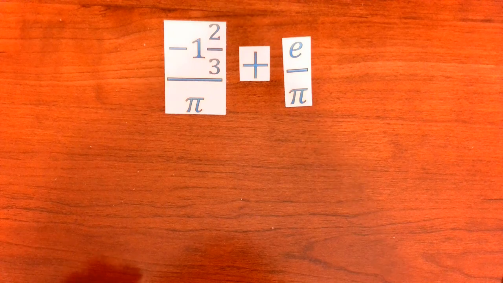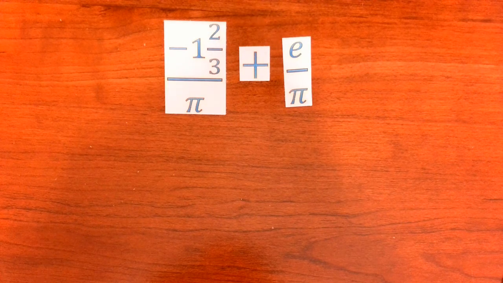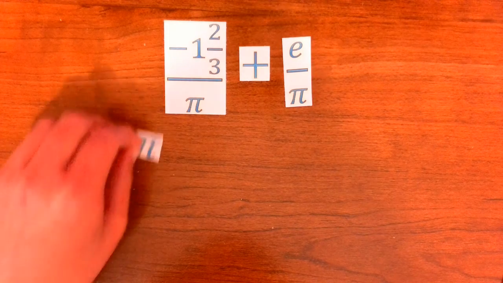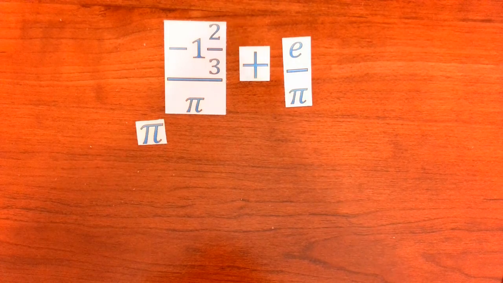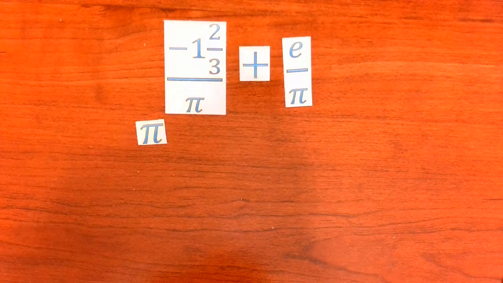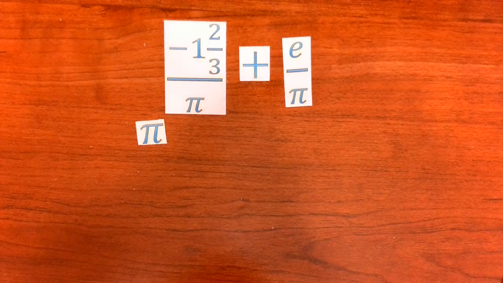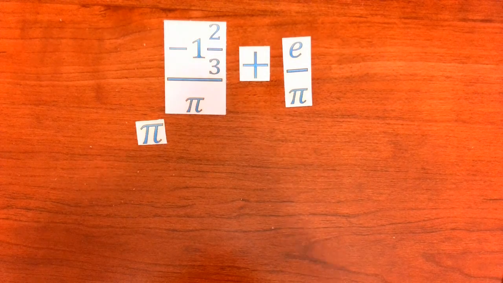Our next example is negative 1 and 2/3 over pi plus e over pi. Well, what is pi? Well, first of all, pi is not an integer. Furthermore, it is not a fraction. It is what is called irrational. No matter what the fraction is, it would not be equal to pi. Well, what is the value of pi?